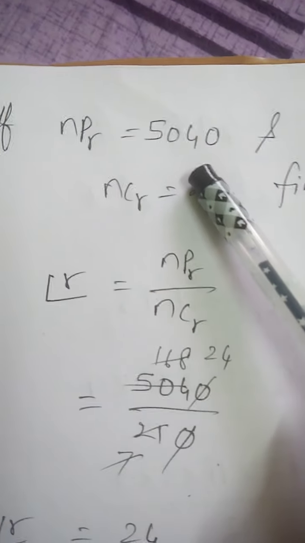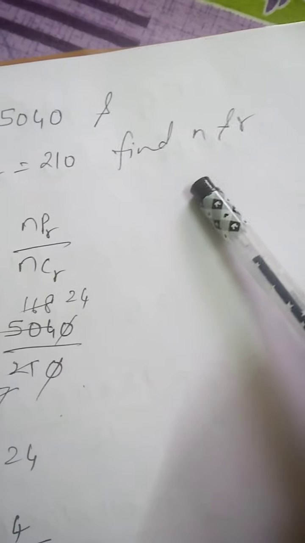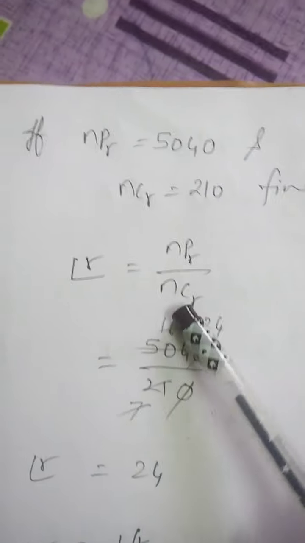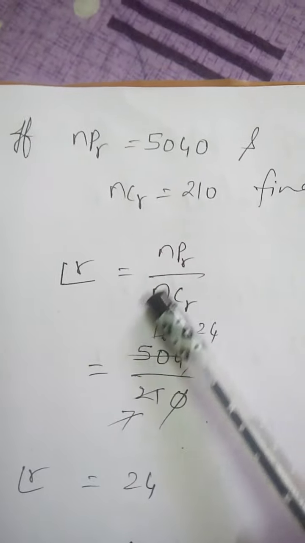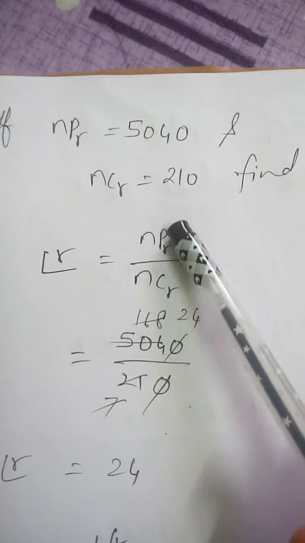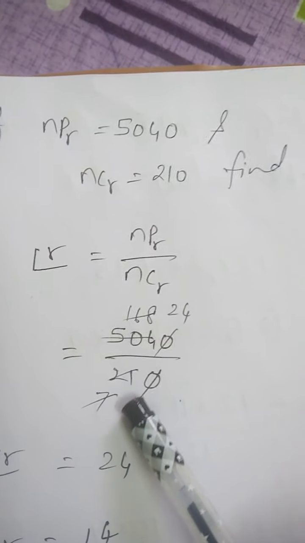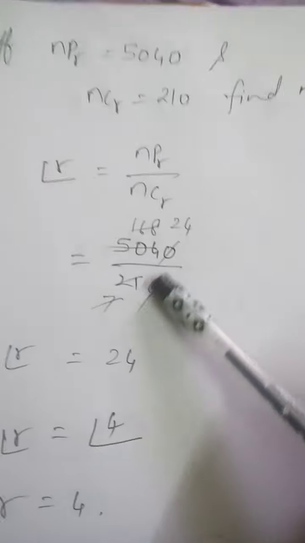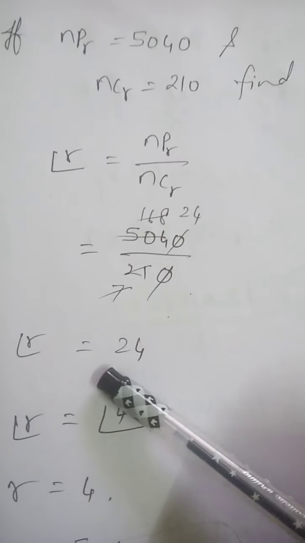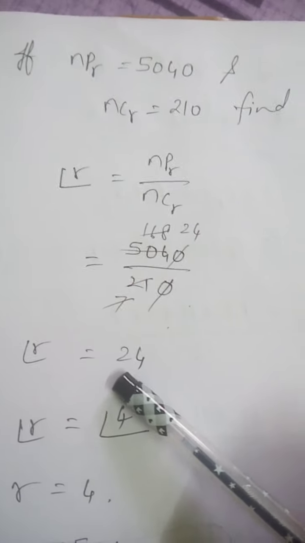If nPr is equal to 5040 and nCr is equal to 210, find n and r. We know the formula factorial r is equal to nPr by nCr. So nPr is 5040 by nCr is 210. So if you cancel this, it will become 24. Factorial 4 is 24.